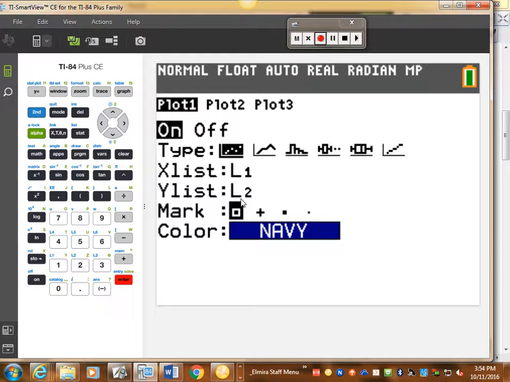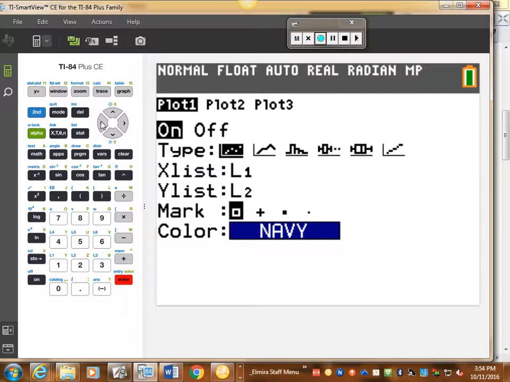The values that I typed into L2, I want those to represent Y. We're never going to change that. Okay? You can also make your scatter plot boxes, plus signs, dots, smaller dots, nothing. You can change the color of them. Not really anything we need to fool around with during class time or whatever.